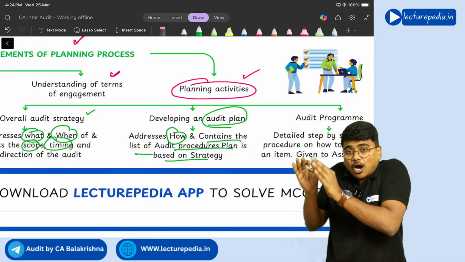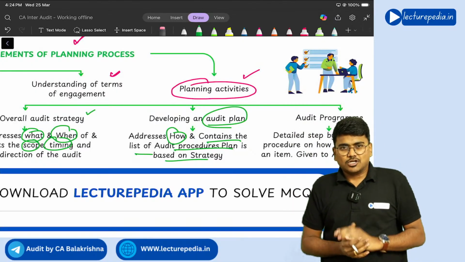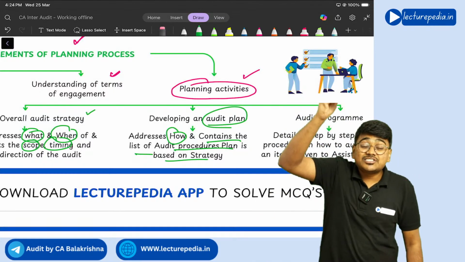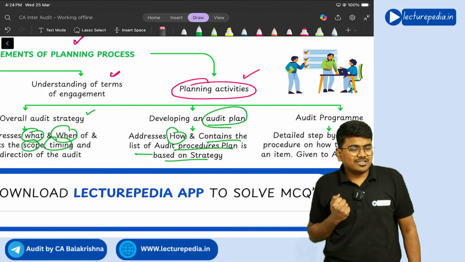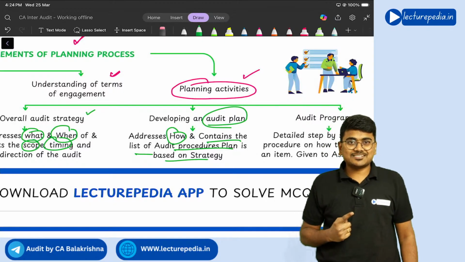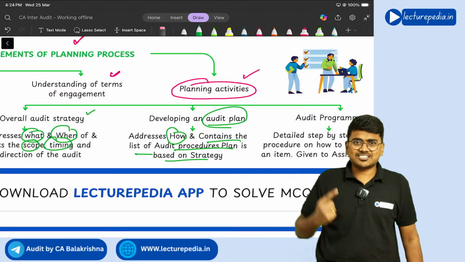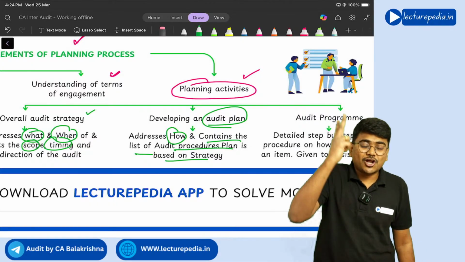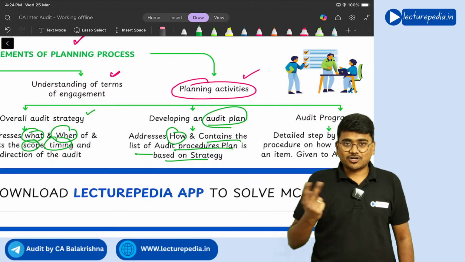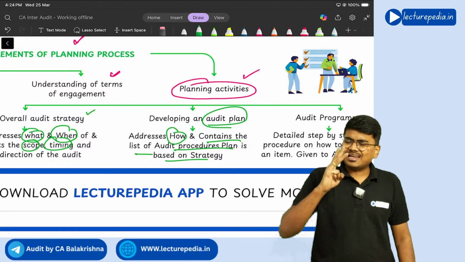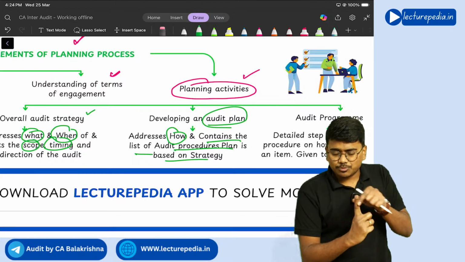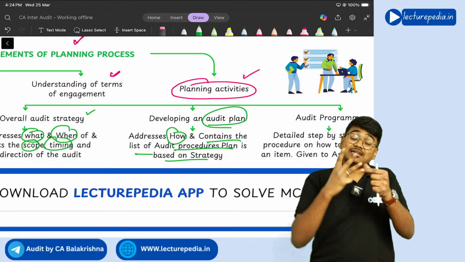Understanding? So the question "how" will be answered by the audit plan. So what will be there in the audit plan? Basically, the audit plan will contain the list of audit procedures. What are the audit procedures? Basically, we have risk assessment procedures, as per SA-300, which we will discuss in the next chapter. And we also have further audit procedures, as per SA-300, auditors' responses, further audit procedures and other audit procedures. So the audit plan contains these three things: risk assessment procedures, further audit procedures, and other audit procedures.